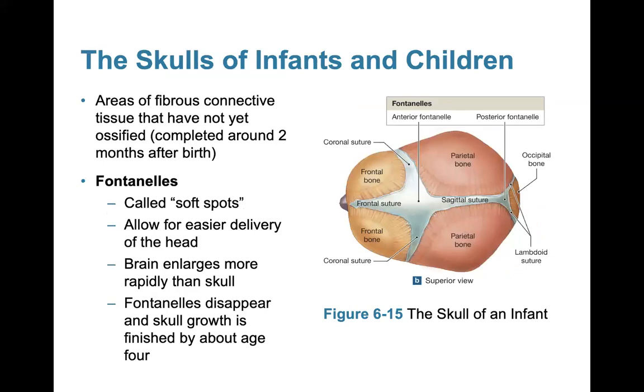Areas of fibrous connective tissue that have not yet been ossified are what we're going to find in the skulls of infants and children, and they're referred to as soft spots or fontanelles. This allows for easy delivery of the head, meaning that you can actually get the head through the birth canal. If you had a pretty bony structure there, that would be pretty impossible to do.